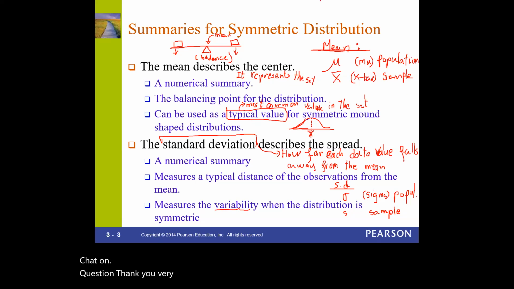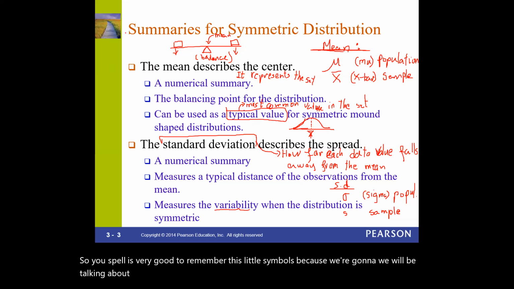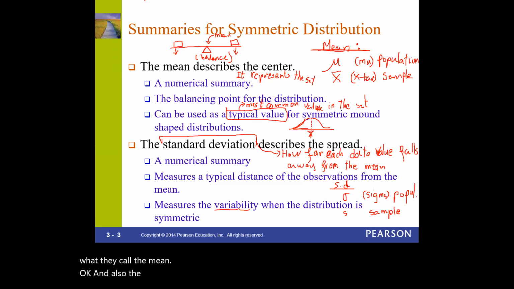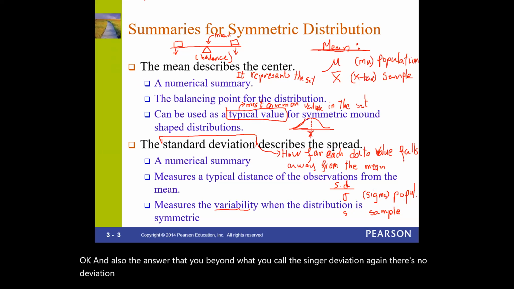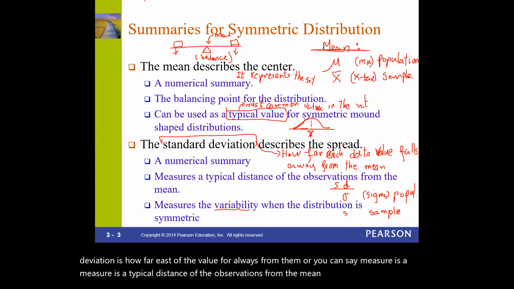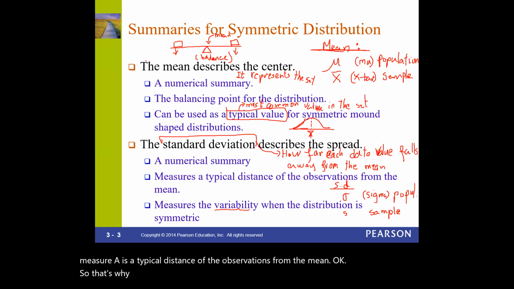And then let's see. It's very good to remember these little symbols, because we will be talking about them so many times in the future. It's also important to understand the idea behind the mean, and also the idea behind the standard deviation. Again, the standard deviation is how far each data value falls away from the mean, or a measure of a typical distance of the observations from the mean. Okay, so that's why we can talk about them.